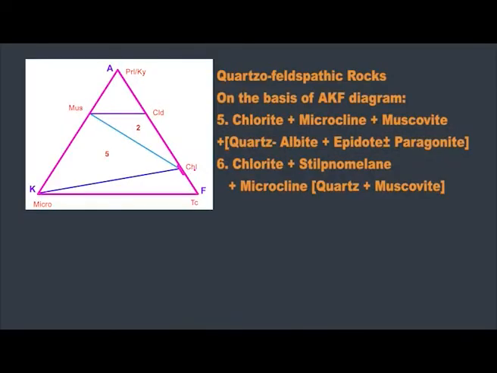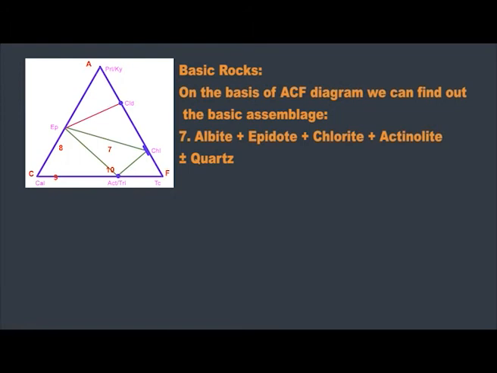Quartzo-feldspathic rocks. On the basis of AKF diagram, number 5, chlorite, microcline, muscovite along with quartz, albite plus or minus epidote plus or minus paragonite. Number 6, chlorite, stilpnomelane plus microcline along with quartz plus or minus muscovite. Basic rocks. On the basis of ACF diagram, we can find out the basic assemblages. Number 7, albite, epidote, chlorite, actinolite plus or minus quartz.